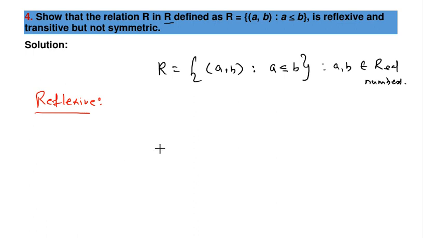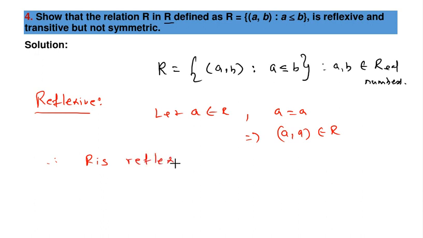To test reflexive, take any element. Let a belong to R. Now a equals a, and a is less than or equal to a, so (a, a) belongs to R. Therefore R is reflexive. R is reflexive.